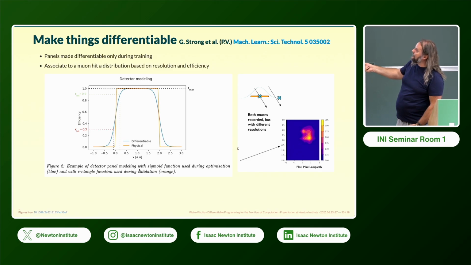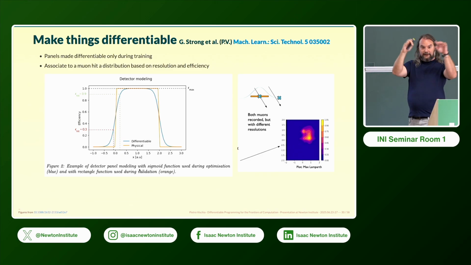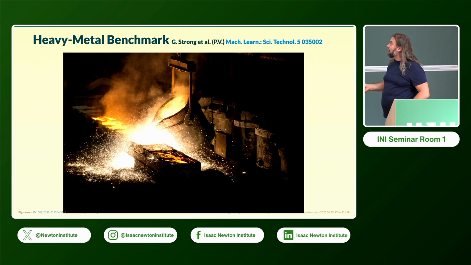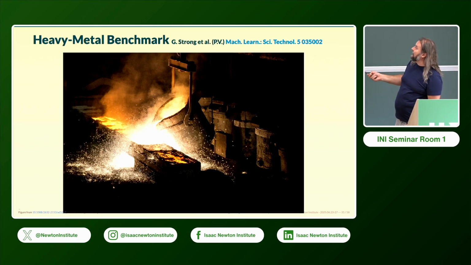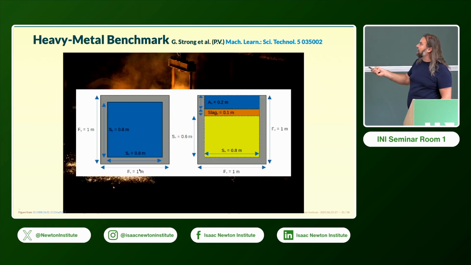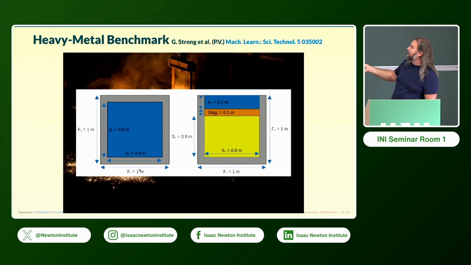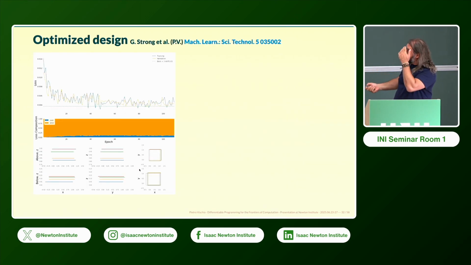And at evaluation time, we use the actual realistic discrete thing. It kind of works in the benchmark that we have, which is a furnace filled with molten steel. And the problem is that you have impurities, and if you look from the outside, you see only the impurities, but you want to know how much impurity and how much steel you have inside.